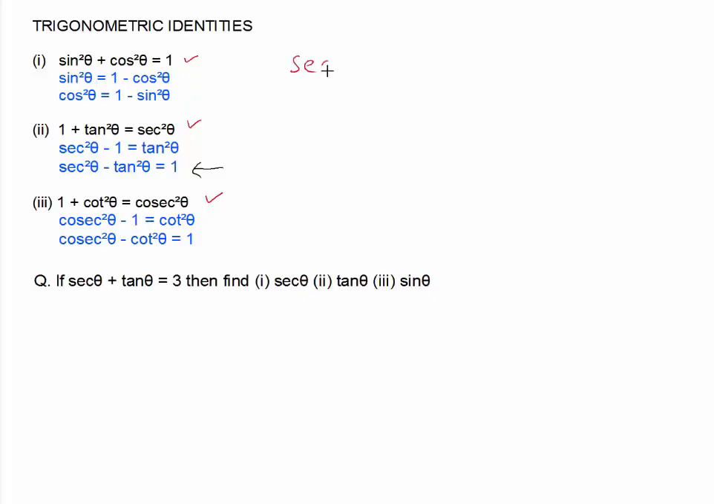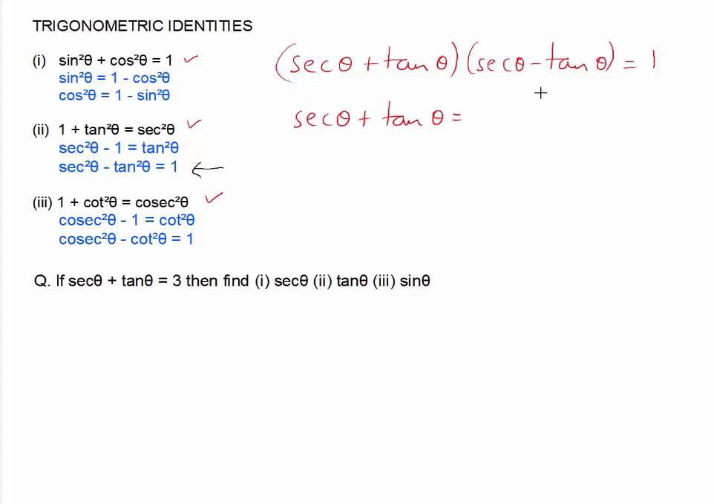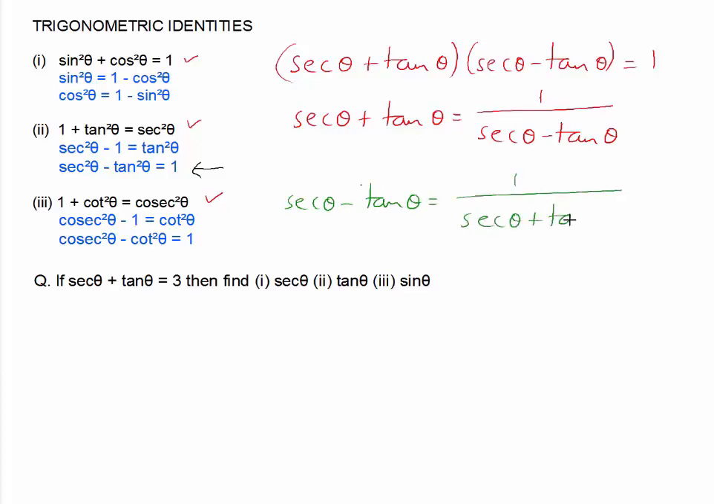So this would become sec theta plus tan theta multiplied by sec theta minus tan theta, and this would be equals to 1. So a square minus b square, we can factorize as a plus b and a minus b. So therefore it is clear that the product of these is 1. So therefore sec theta plus tan theta would be equals to 1 by sec theta minus tan theta, and vice versa, sec theta minus tan theta would be equals to 1 by sec theta plus tan theta.